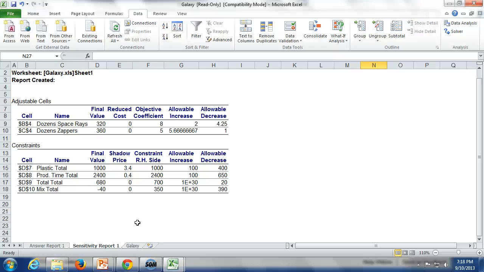The allowable decrease is 400. So 1,000 minus 400 is 600. This is known as the range of feasibility. What it is telling us is this shadow price is valid anywhere in that range. If I get an extra unit from 1,000 up, I get an extra $3.40 profit per unit. If I lose a unit of plastic, it gets melted or whatever happens, I lose $3.40. If it goes beyond 1,100 or beyond 600, all bets are off because something else has become binding.